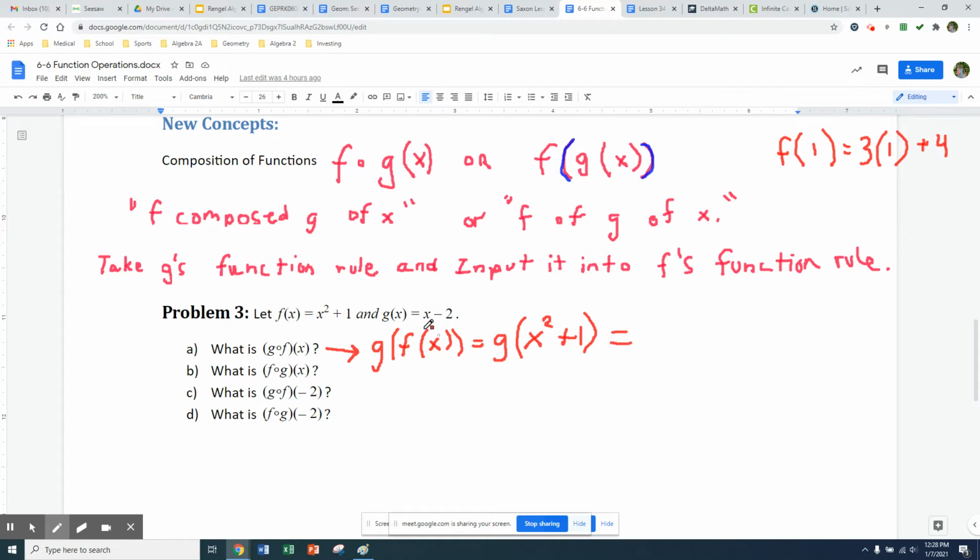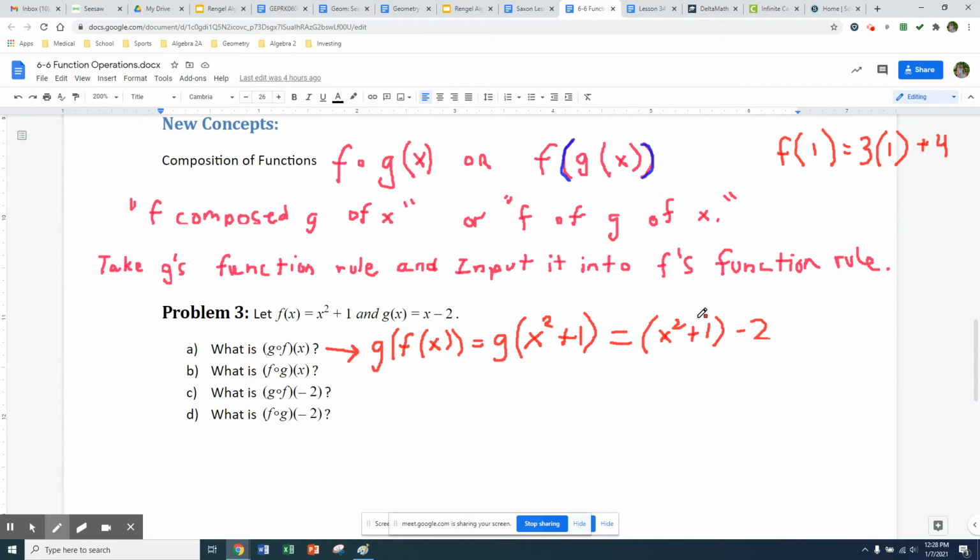So the g function is x minus 2. So I'm going to take the f function's function rule, x squared plus 1, and I'm going to input that in for the x in the x minus 2. So I'm going to have x squared plus 1, and what I'm doing is putting that whole rule into parentheses to show that that is all grouped together. That was where the x used to be in the g function rule. Now I've replaced it with the f function rule. From there, you just do anything you can to clean it up and simplify.